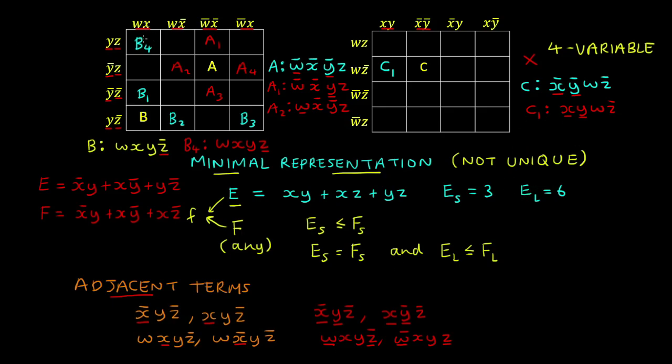So we can see that Karnaugh maps can be used as a shortcut to represent different boolean expressions, and we'll cover more examples on Karnaugh maps.